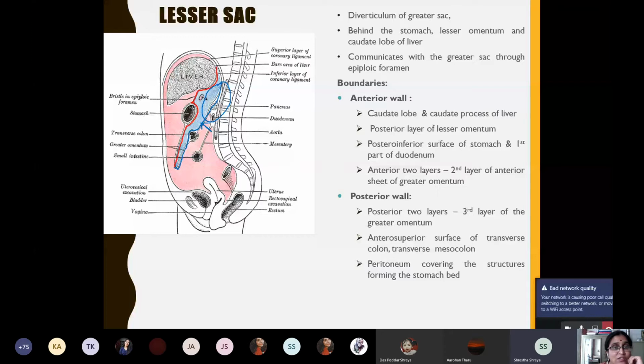Yes. The first comes the transverse mesocolon. Below mesocolon is transverse colon. Then what is this? Which layer of greater omentum? Posterior layer, third layer of greater omentum. Very good.